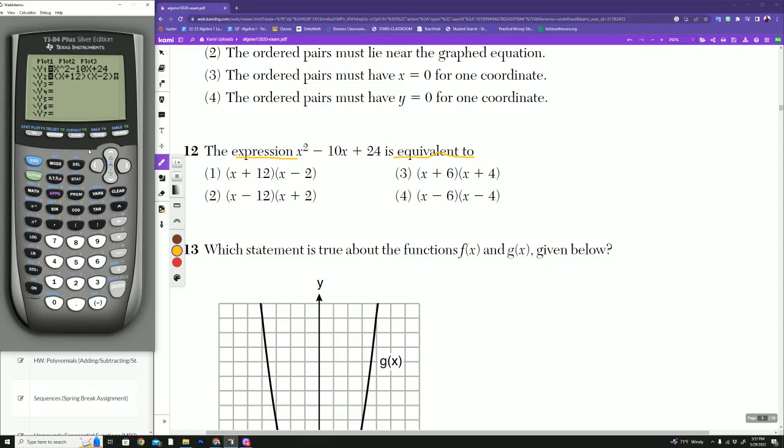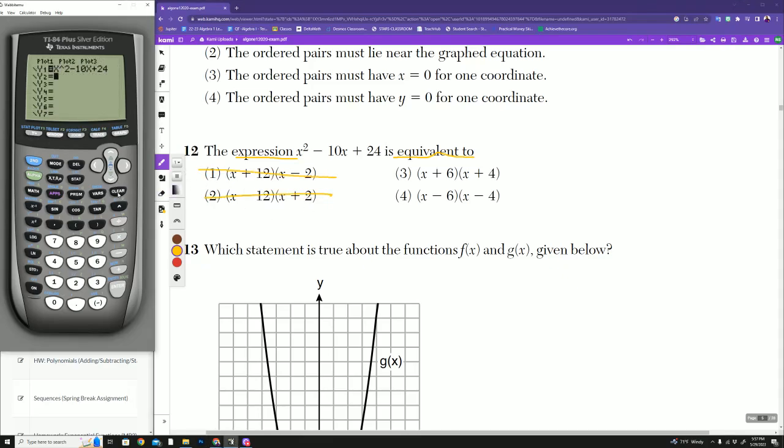Now let's check second table. They do not give me the same solutions. They are not equivalent. Go back to y equals. Clear. Let's put option 2. X minus 12, x plus 2. Check your table. Second table. 24, negative 24, 15, negative 33. They're not equal. Option 2 is not an answer.